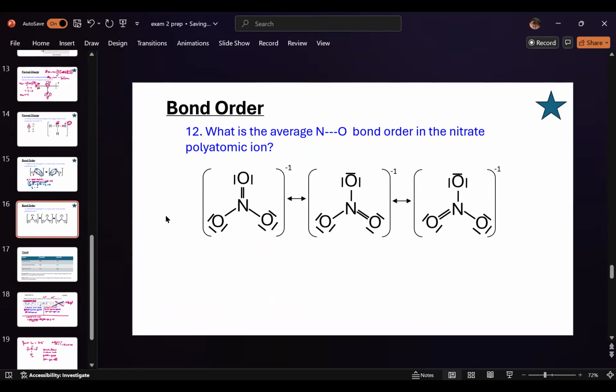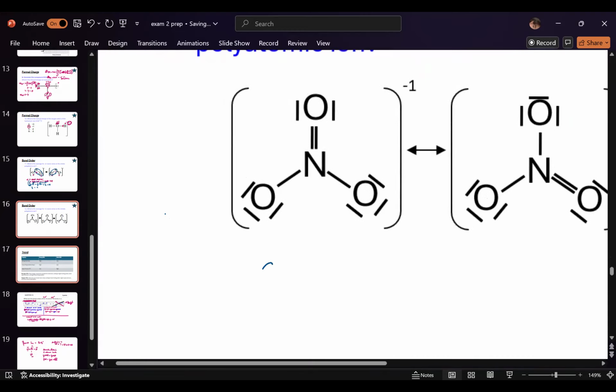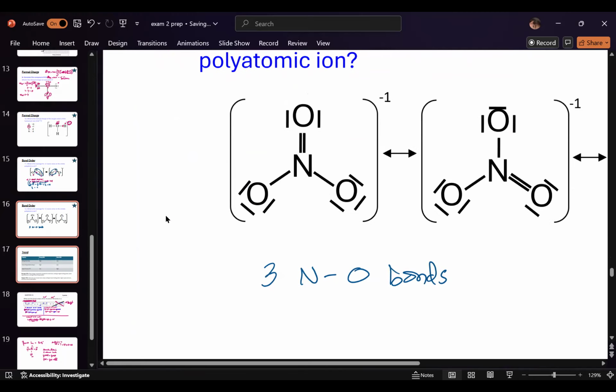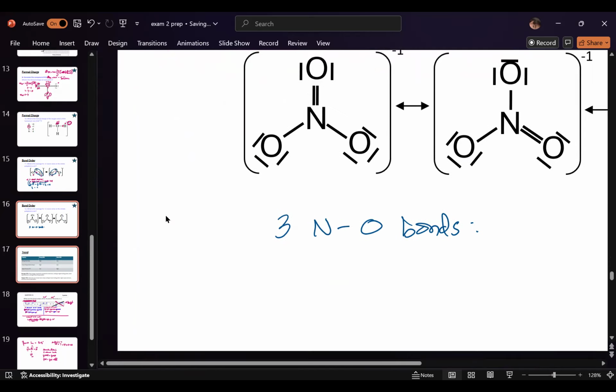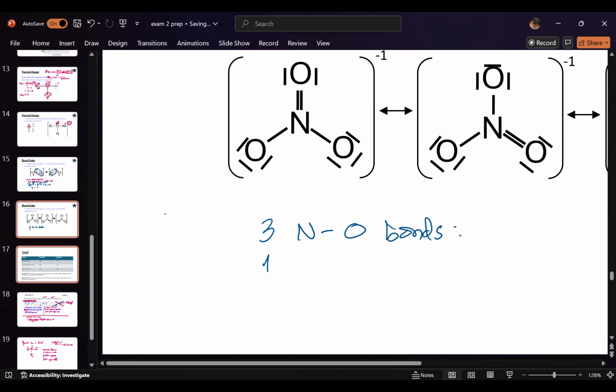What is the average NO bond order in the nitrate polyatomic ion? For this one, you have 3 resonance structures. So you're gonna say that you have 3 NO bonds that are relevant, like you see.